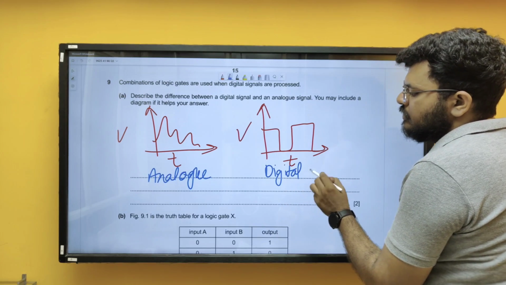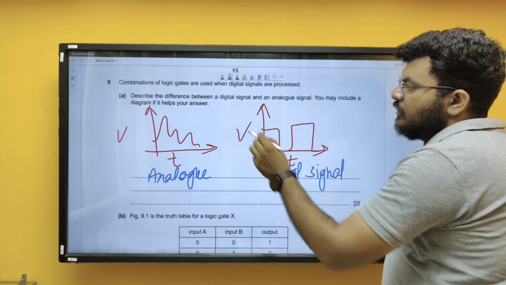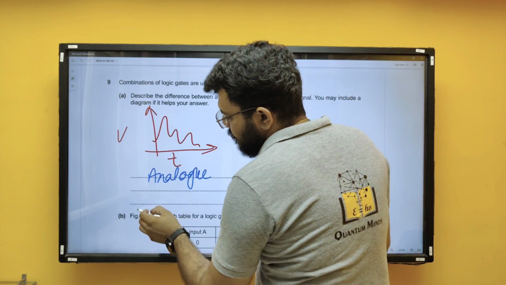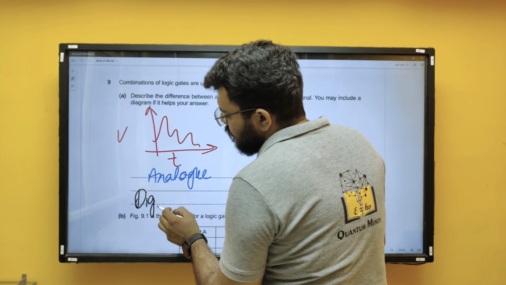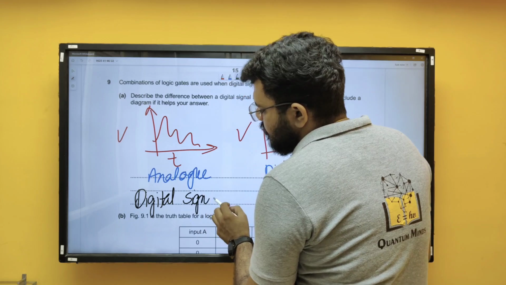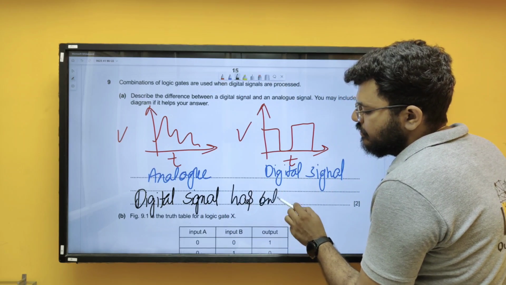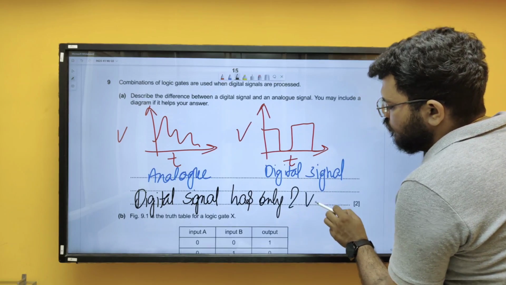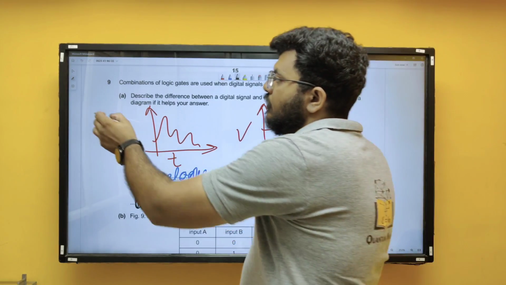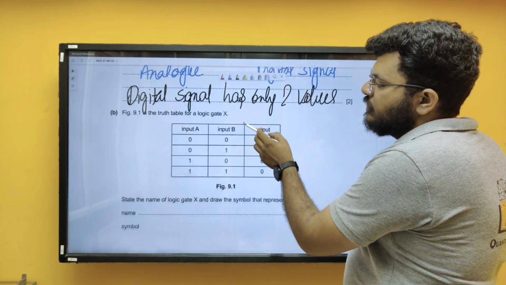This is a digital signal. What is the difference? Digital signal has only two values. The output input has only two values, 0 or 1, true or false.